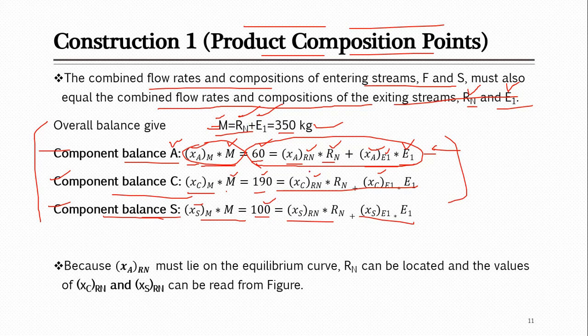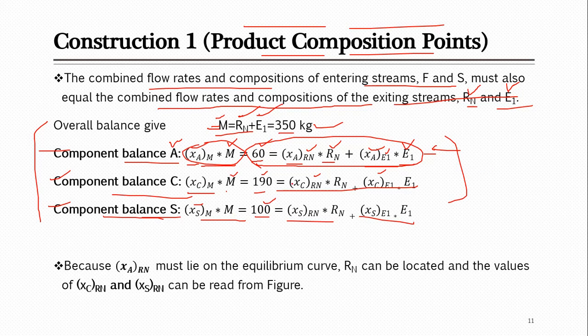How many variables? Just look, you have to look for the value of Rn and E1. These are 2 variables. Then there are xA in the raffinate, xC in the raffinate, xS in the raffinate, and similarly these 3 components in the extract phase. So these are 3 and these are 3, 6, and these 2, 8. You have 8 variables and 4 equations. So it's not possible to solve this system unless you have some other information.